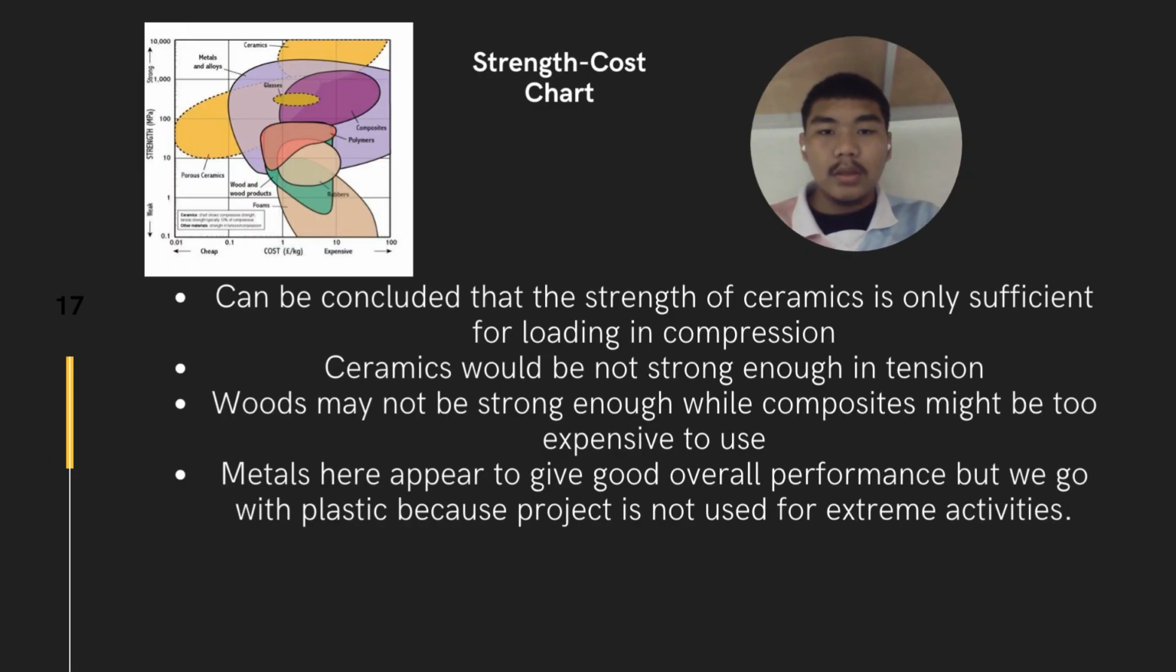As you can see, this is our strength cost chart. Based on this chart, it can be concluded that the strength of ceramics is only sufficient for loading in compression. Ceramics would not be strong enough in tension, woods may be strong enough, while composites might be too expensive to use. Metal here appears to give good overall performance, but we go with plastic because the project is not used for extreme activities.